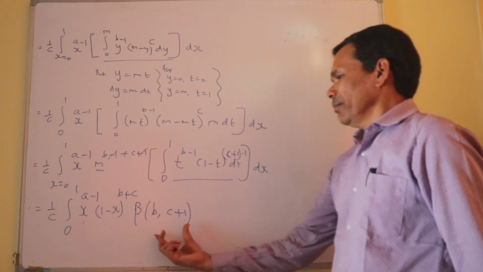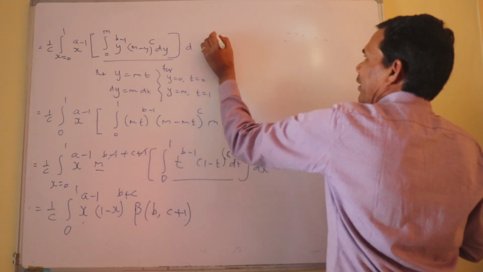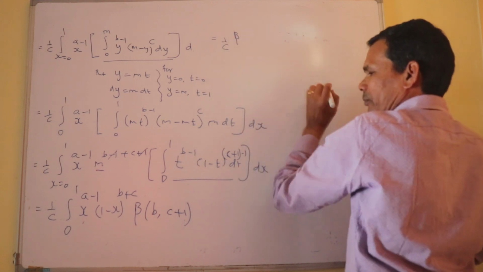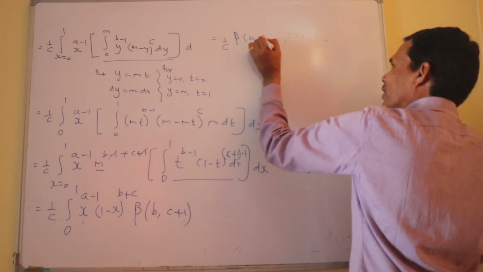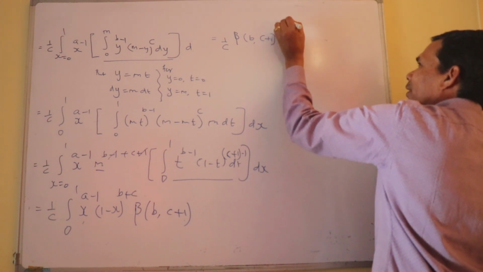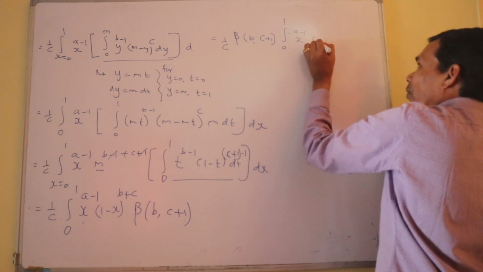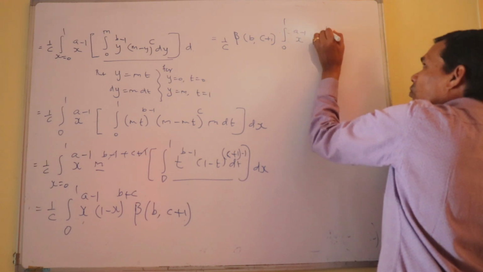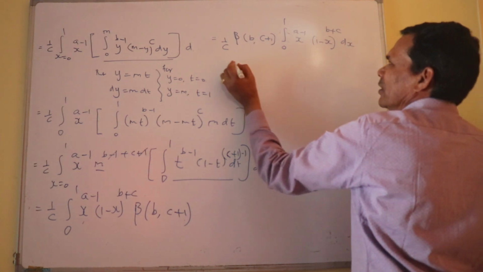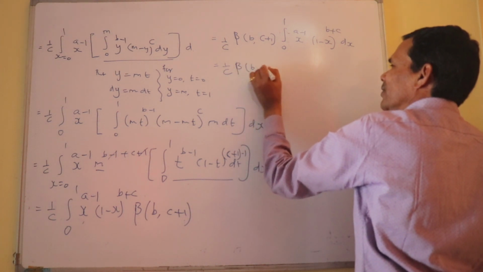Now beta of b, c plus 1 is constant. So I take it outside: it would be 1 upon c, beta of b, c plus 1, and integral 0 to 1, x raised to a minus 1, then (1 minus x) raised to b plus c into dx. Now if you simplify this, so this is 1 upon c beta of b, c plus 1.